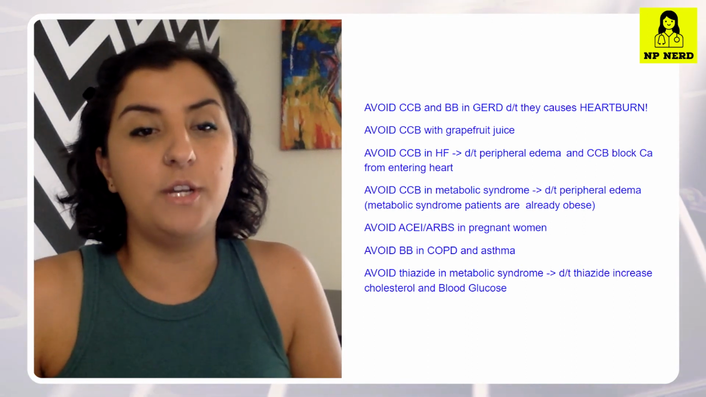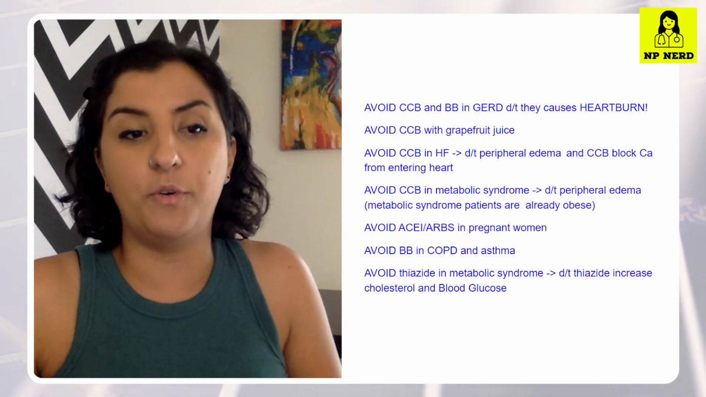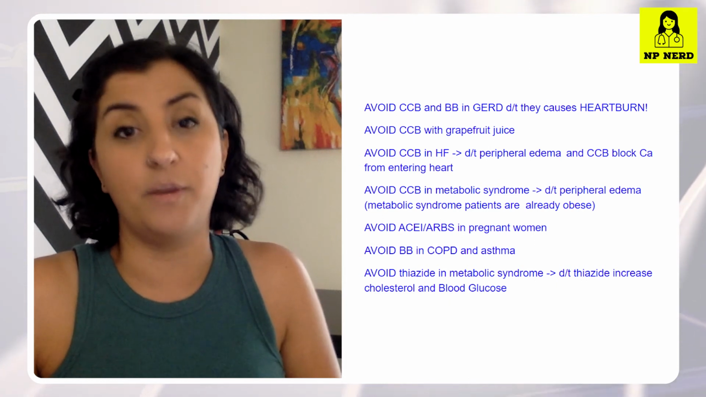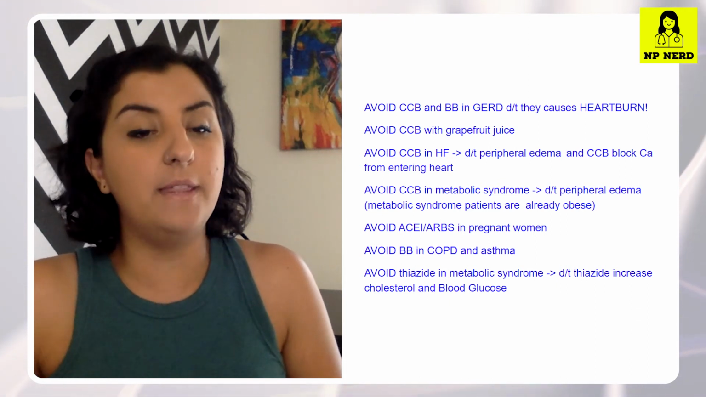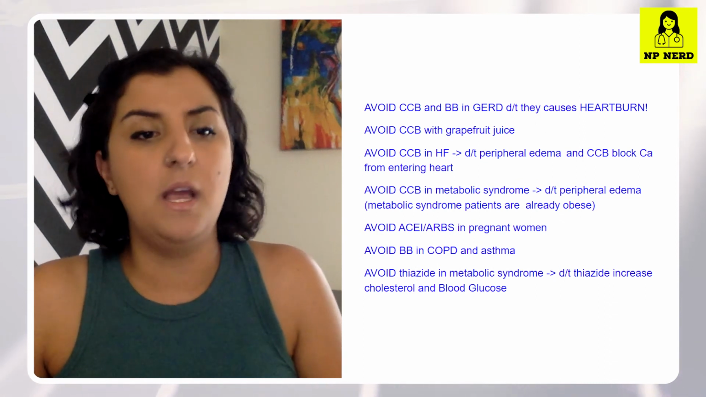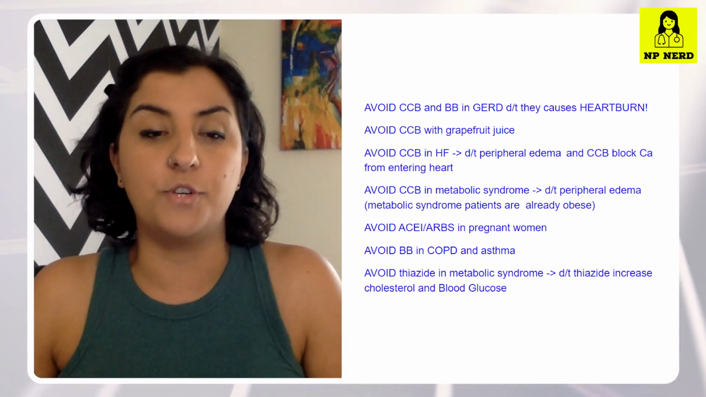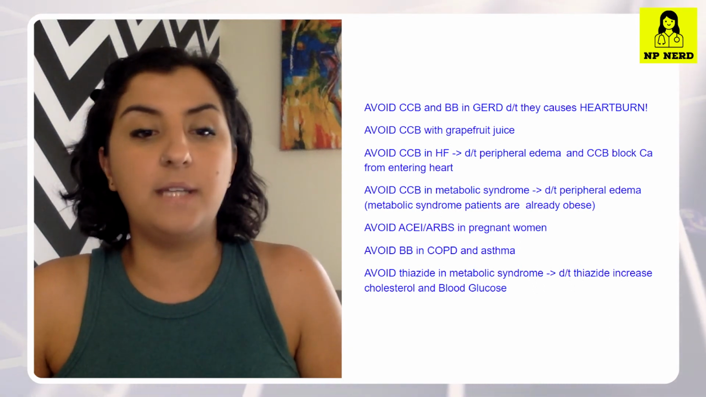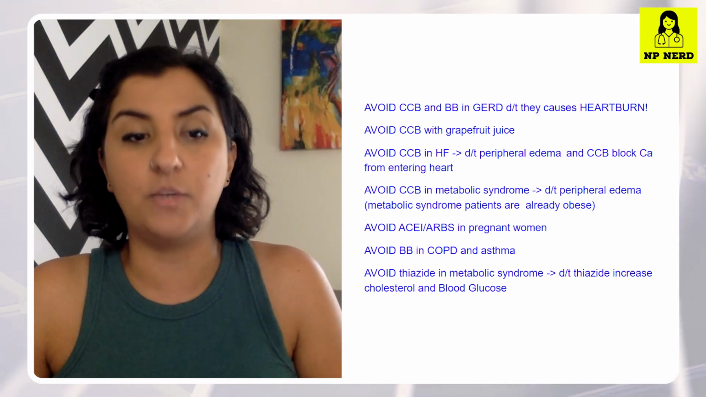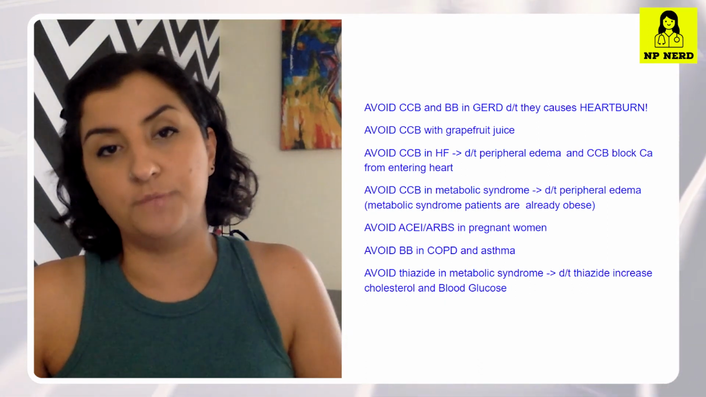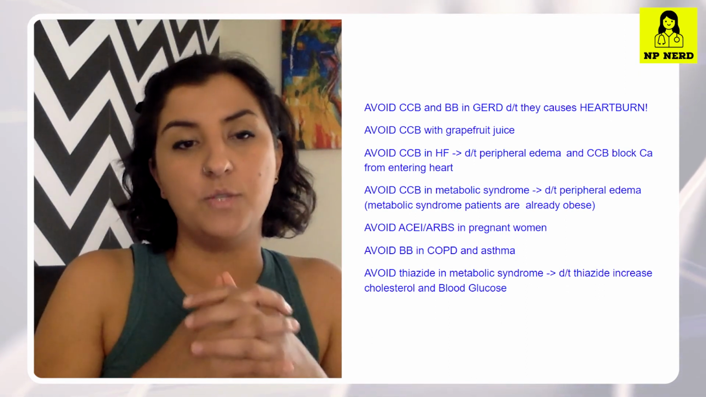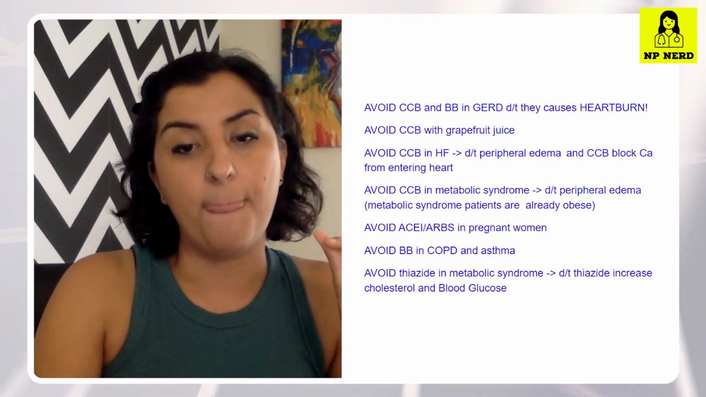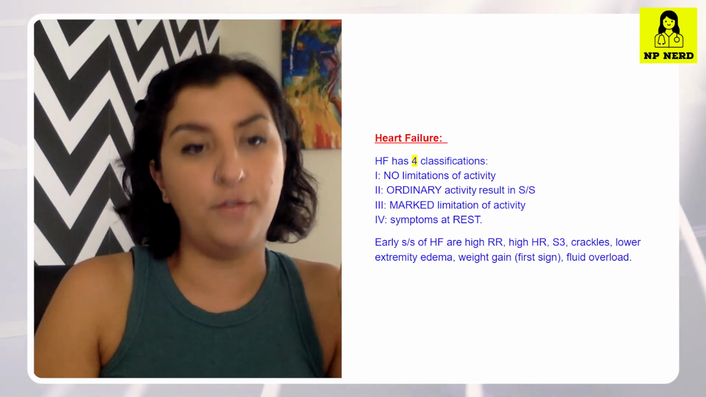Avoid calcium channel blocker in metabolic syndrome because also of the peripheral edema. Patients with metabolic syndrome already have obesity and they already have edema going on. You don't want to make that worse. And then you don't give ACE and ARBs to pregnant women, and you don't give beta blockers for COPD and asthma patients. You don't do that. Remember that. You also avoid thiazide in metabolic syndrome patients because thiazide increased cholesterol and blood glucose level. So these are a little bit confusing, but just keep practicing and keep remembering these small pieces of information. And we can now move along to heart failure.